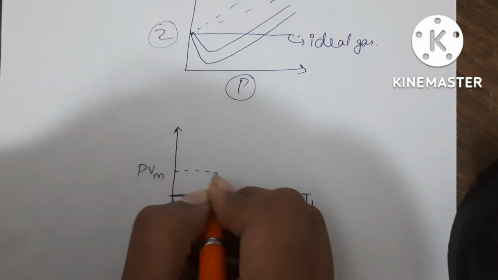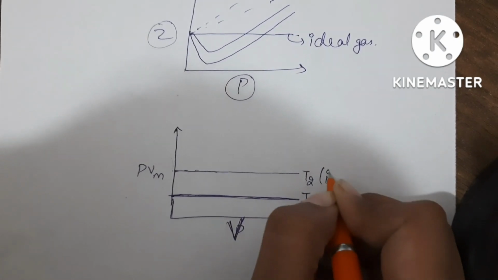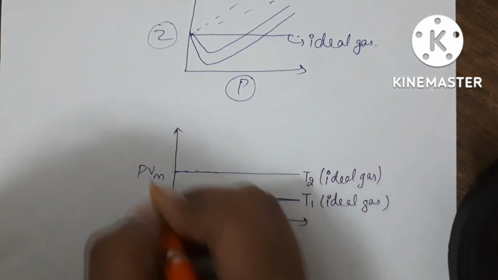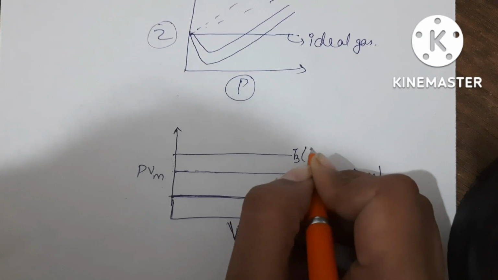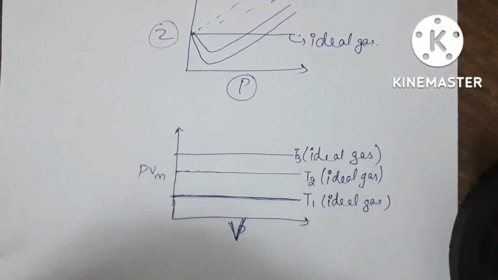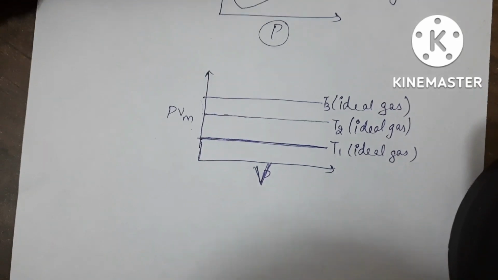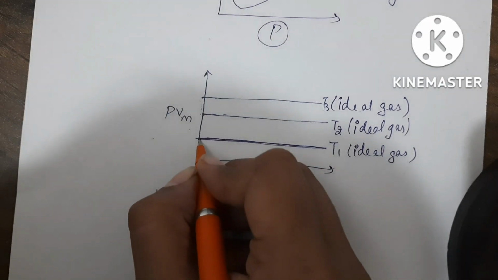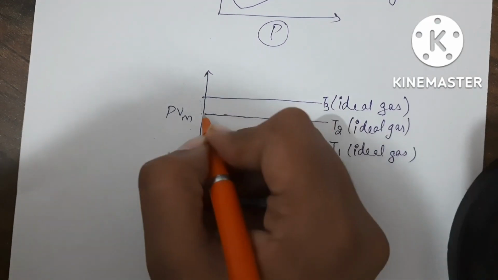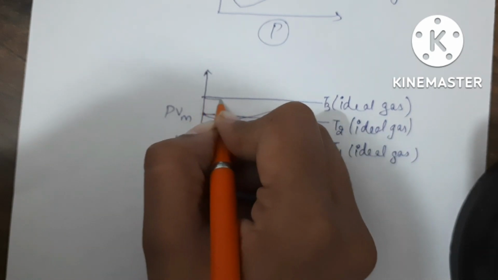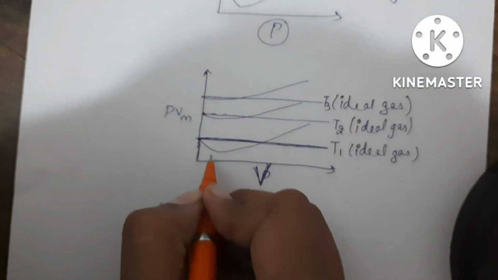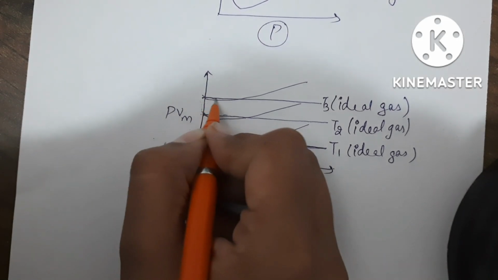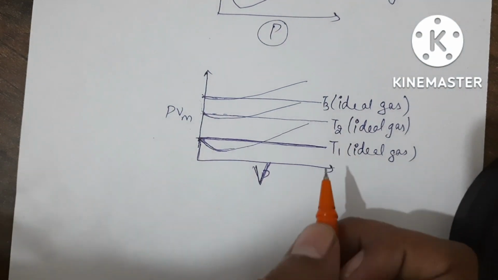And at T2 also, for the ideal gas, it is a straight line, and the same for T3. But when I really plot the graph of the real gas, PV versus V, I got graphs like this one and this one. Can you see the dip, the negative deviation here and here? So what is the reason behind that?